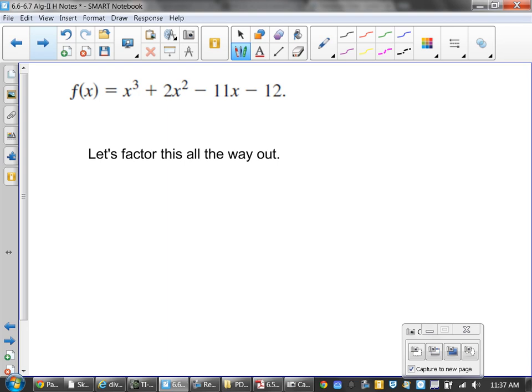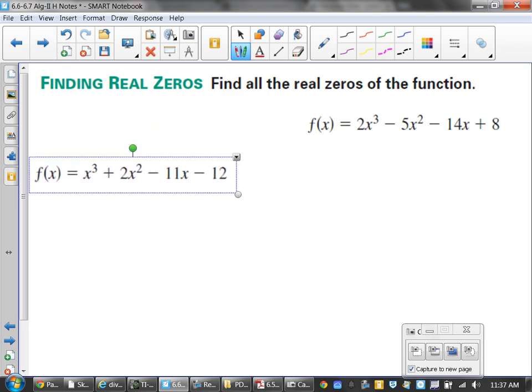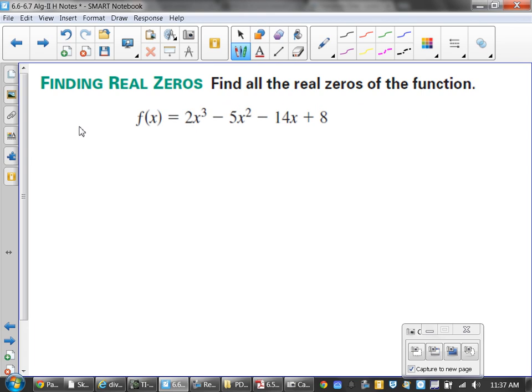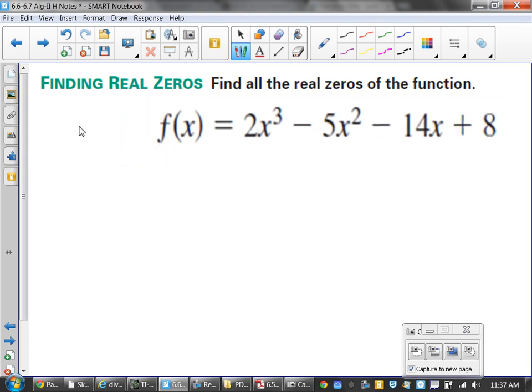So let's see. Let's actually do the problem where we're going to find all the real zeros of the function. Here it's asking for real, so it's possible you might get an imaginary one. If that's the case, we would stop. You wouldn't know that until you got to your quadratics.